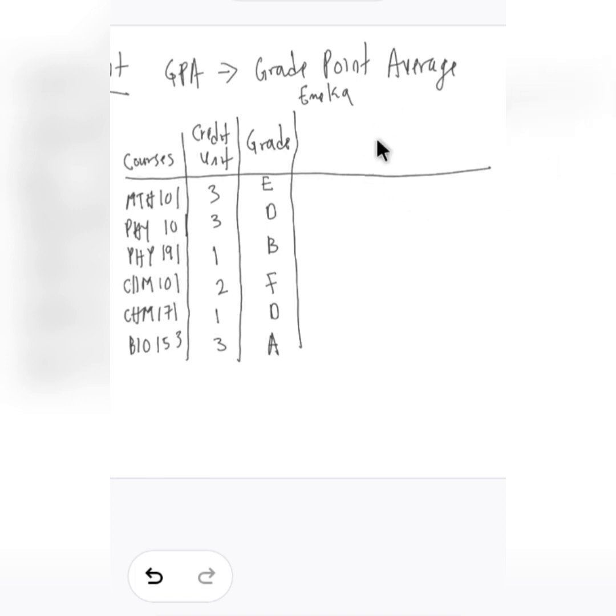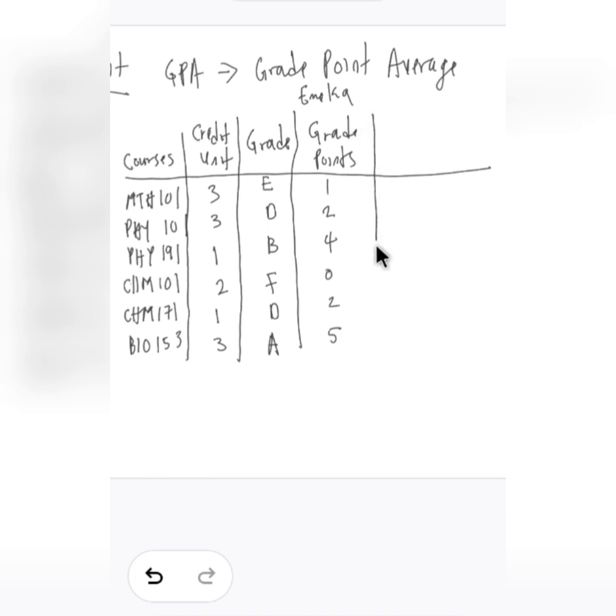So there's something, okay, we talked about grade points already. Grade points. So we know the grade points of each of them. So this is 1. The grade points of D is 2. B means 4, F 0, D means 2, and A means 5. Remember.